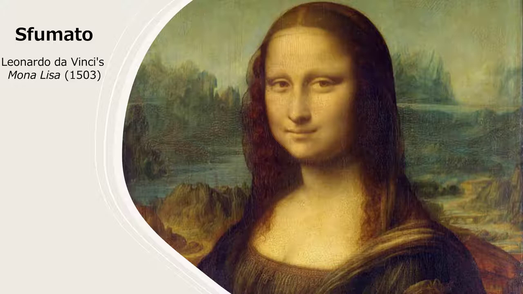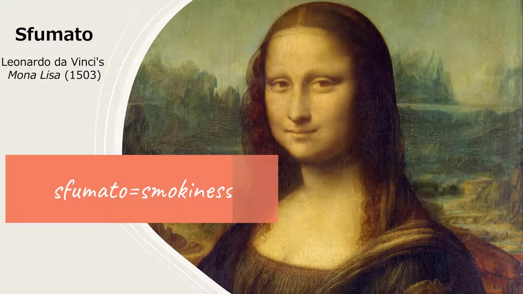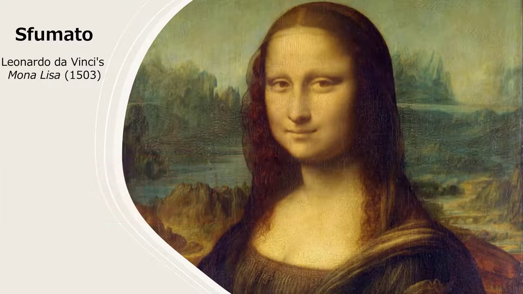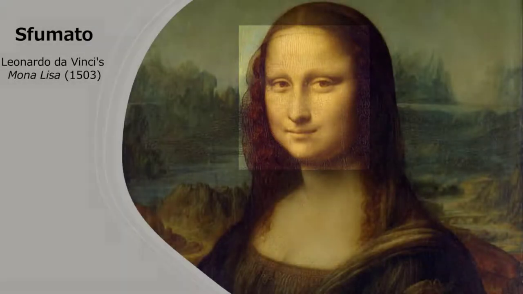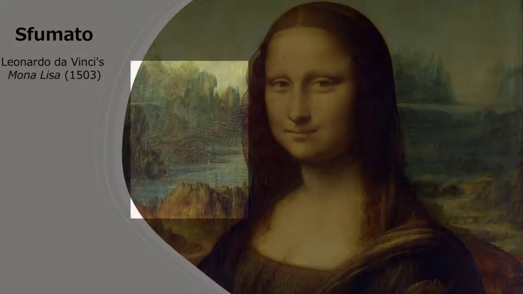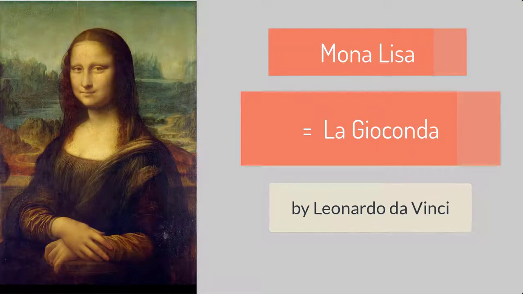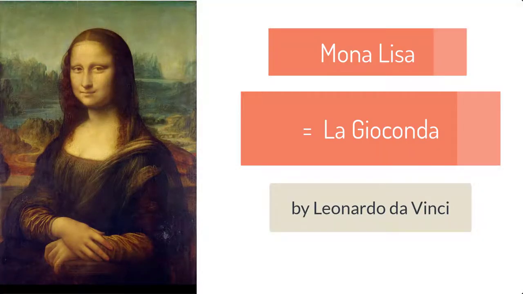Sfumato, in addition to chiaroscuro and linear perspective, helped Renaissance artists create the illusion of depth. Sfumato literally means smoke or smokiness. Sfumato means that objects in the foreground are painted with more clarity and detail, while those that are meant to appear farther away are blurrier and less distinct. They look smoky.